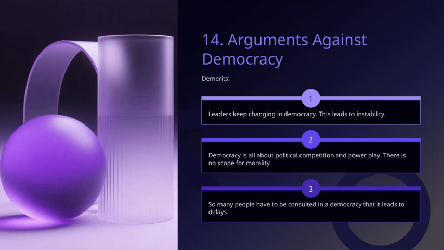And thirdly, because democracy involves consulting a large number of people, decision-making can become slow. The process of gathering opinions, debating, and reaching consensus can cause delays, especially in urgent situations where quick action is needed. So, while democracy has many strengths, these are some of the challenges that can affect its effectiveness.